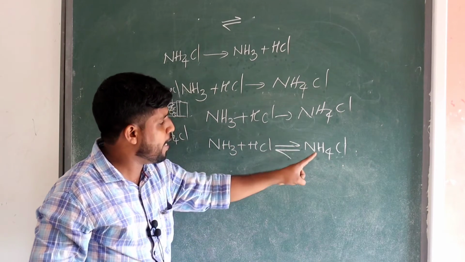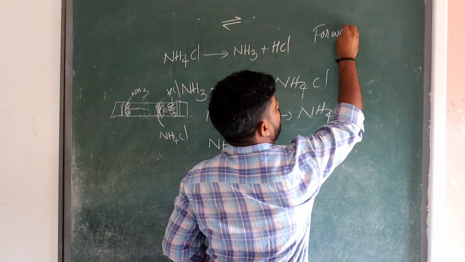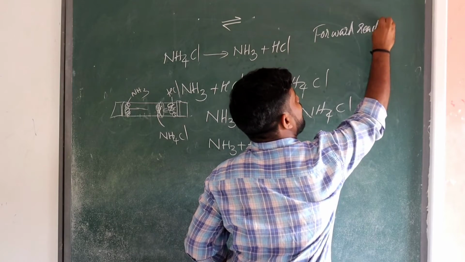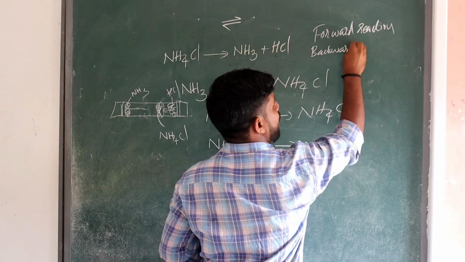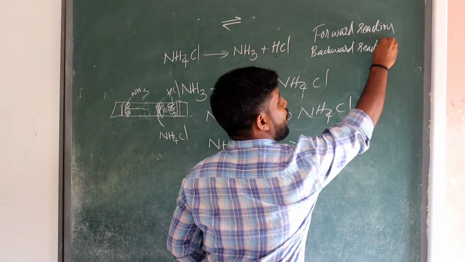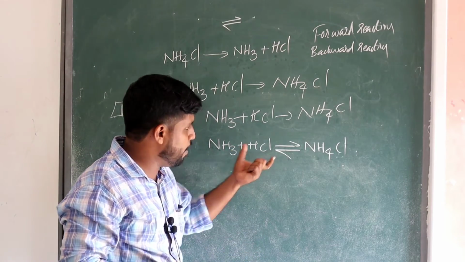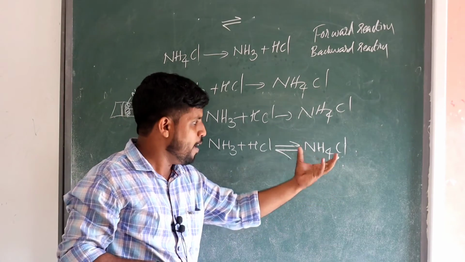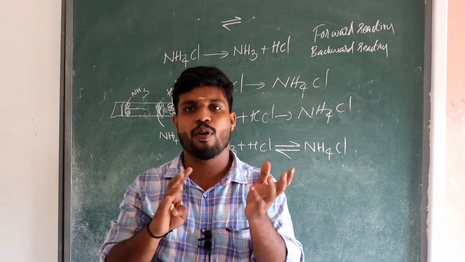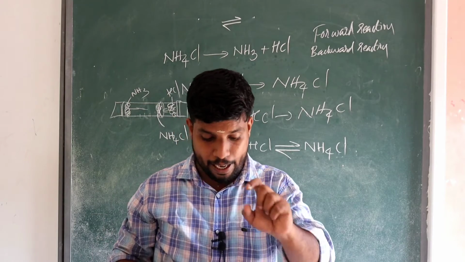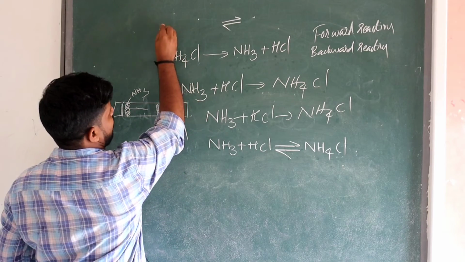If the reactants combine and form the product, that is known as the forward reaction, and if the product is decomposed, that is known as the backward reaction. What is the forward reaction? The reactants combine and form the product. Then if the product is decomposed into reactants, that is known as backward. So a reaction that occurs in forward and backward directions is generally known as what? A reversible reaction.